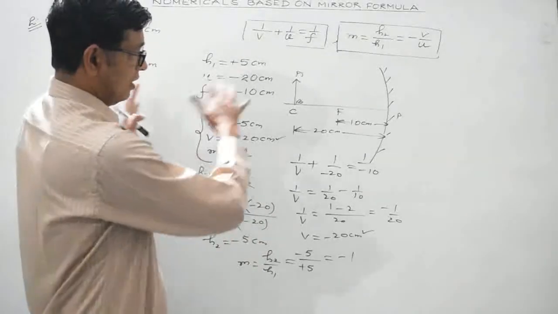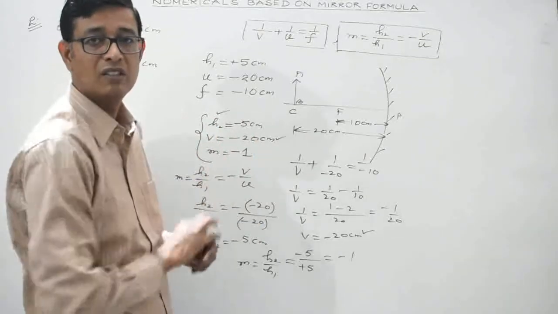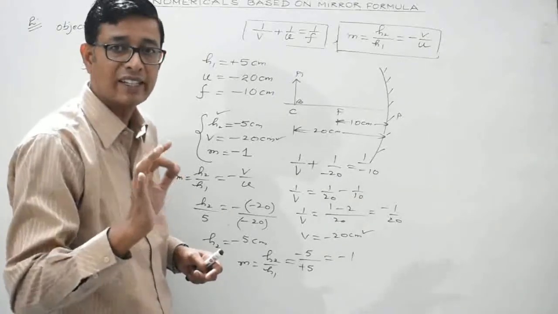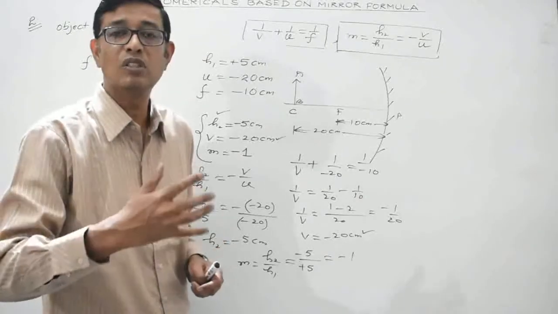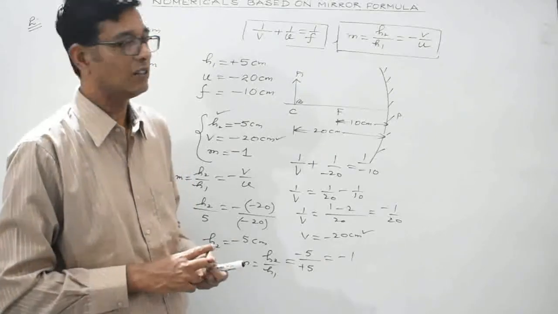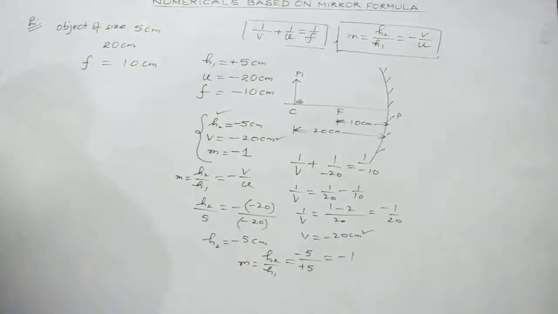So, I hope now it appears to be very, very simple, these numericals. Please do all the numericals given in your NCERT textbook, as well as try to do some additional questions based on the mirror formula, right? Let's consider the case of a convex mirror. Let's do one more numerical based on the convex mirror.